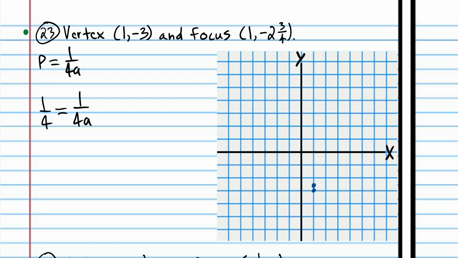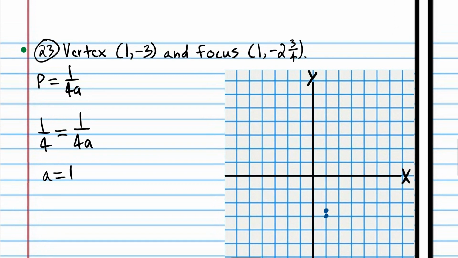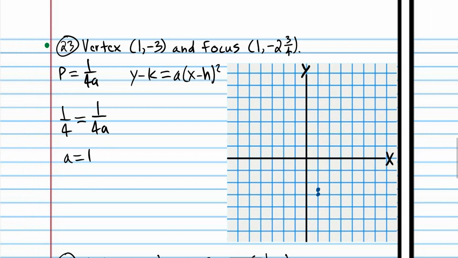And if we solve that equation, we see that A obviously has to be 1. So now we can write the equation. Because the parabola is opening up, the general form of the equation of a parabola with that orientation is like so.